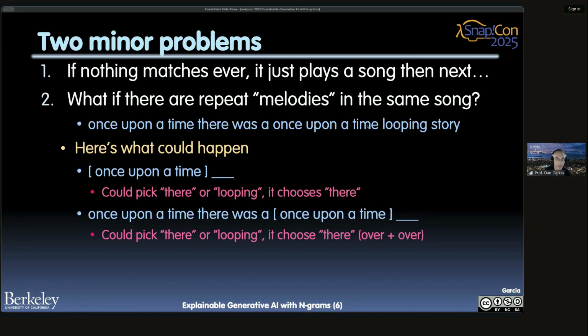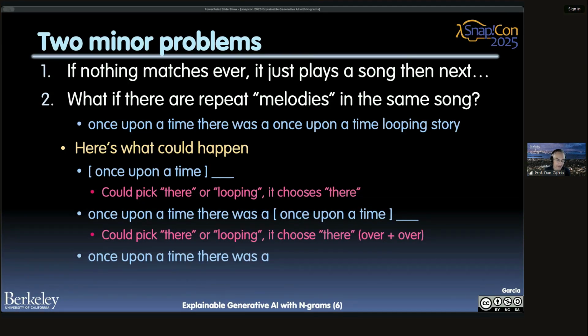Now it gets to the next time it sees once upon a time. Remember, it's looking for a pattern of 4 that it's seen before. Here's the word there, and here's the word looping. You'd ideally want it to say looping so it keeps going, or jump to another story. But what if it picks there over and over and over? So you're going to get exactly this story.